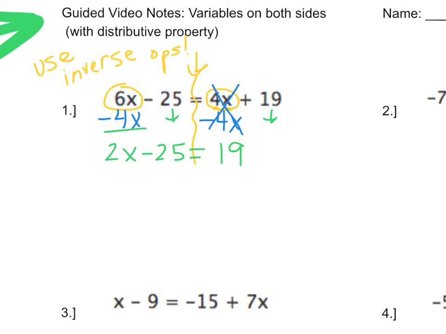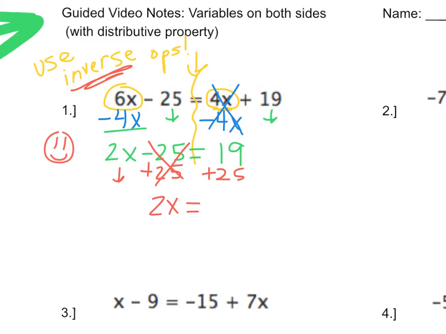Now this should look familiar to you. This is now a 2-step equation. We continue to solve a 2-step equation using inverse operations. So our next step would be add 25 to both sides of the equal sign. Minus 25 and plus 25, that creates a neutral pair or cancels out. And then bring down our 2x and equals. And this is 2x equals 44.